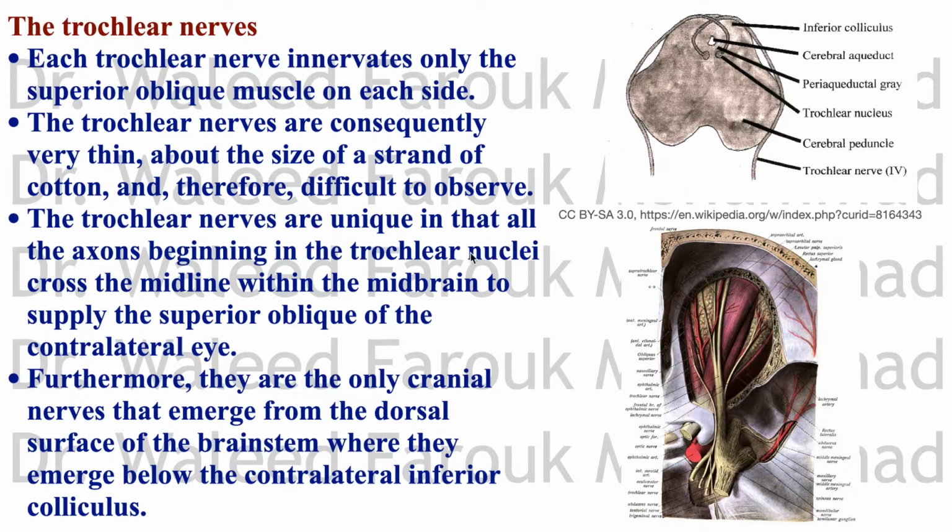Now, the trochlear nerves. These are the trochlear nerves. They supply the superior oblique muscles. This is the trochlear nerve here, supplying this superior oblique muscle. It's the first muscle you see medially when dissecting the orbit from the superior aspect. This is the superior oblique muscle. They are very thin nerves.